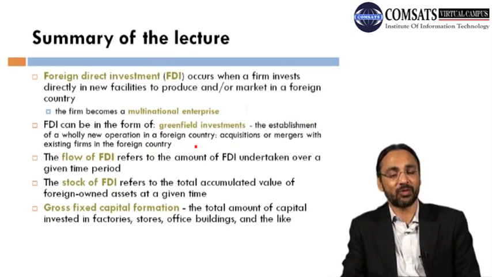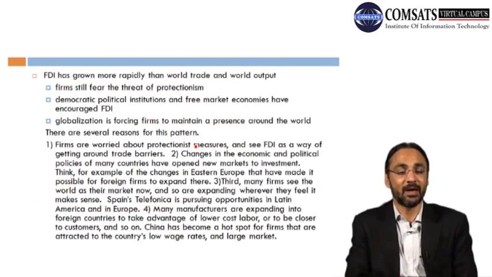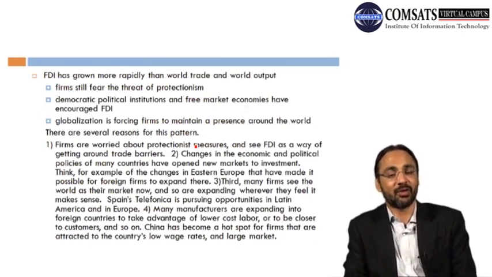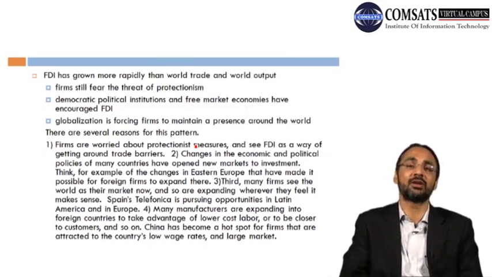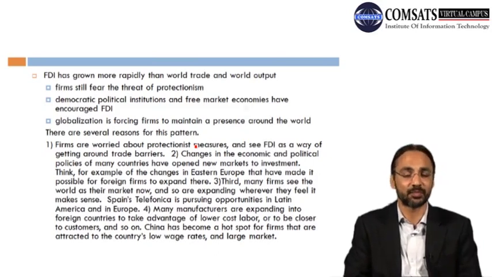The flow of FDI refers to the amount of FDI undertaken over a given period of time. The stock of FDI refers to the total accumulated value of foreign-owned assets at a given time. Gross fixed capital formation is the total amount of capital invested in factories, stores, and offices, meaning total investment in terms of fixed assets. FDI has grown more rapidly than world trade and world output. That is, the rate of increase of FDI is higher than the rate of increase in GDP and world growth.